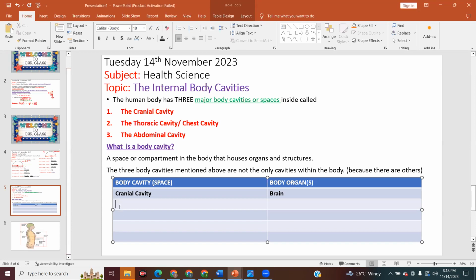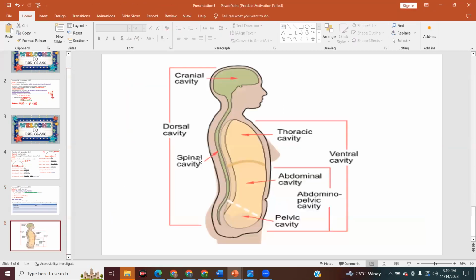Now, let's move on to the next cavity. The next cavity we have is the thoracic cavity. Get it? Thoracic cavity. And if you look at this cavity, the chest cavity, what organs do you think are going to be in this cavity right there? The lungs, yeah, the lungs. The heart. The spinal cord is in another cavity, but the lungs are definitely going to be here.